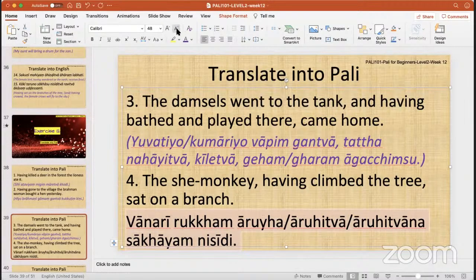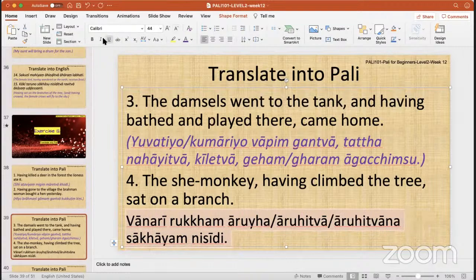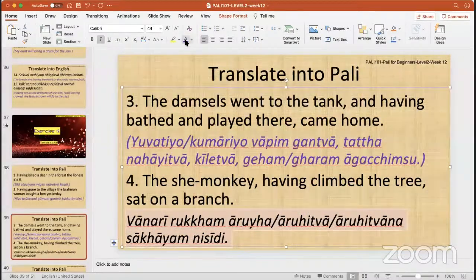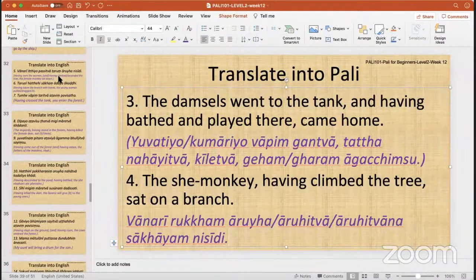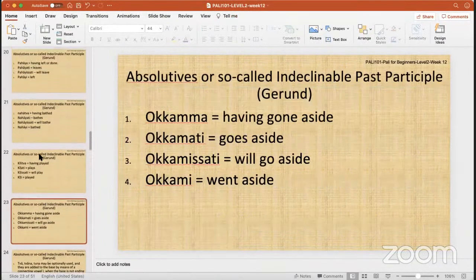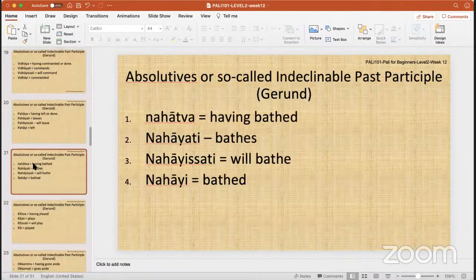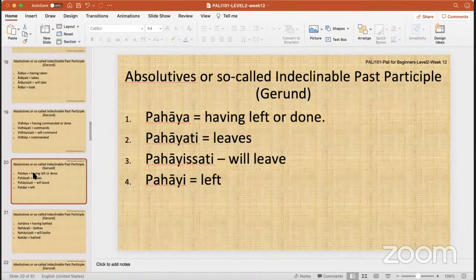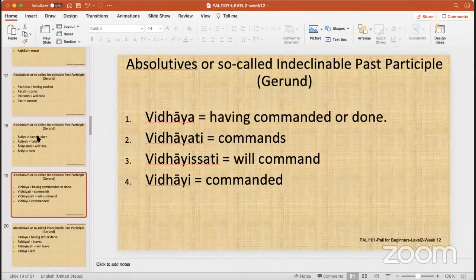Okay. Bhante, the word aruhitvana, where does it come from? I don't know that. What do you mean, where does it come from? We already learned it. Aruhitvana, we already learned from here. See over here.